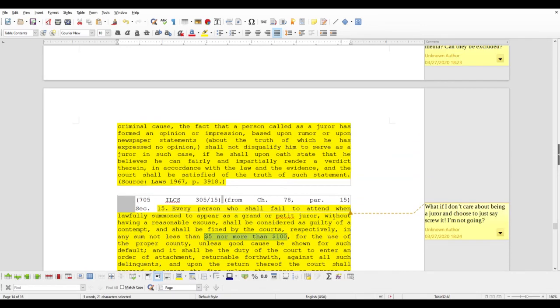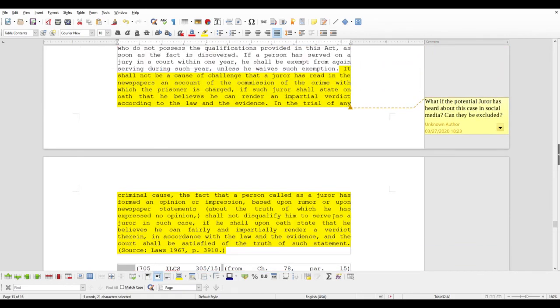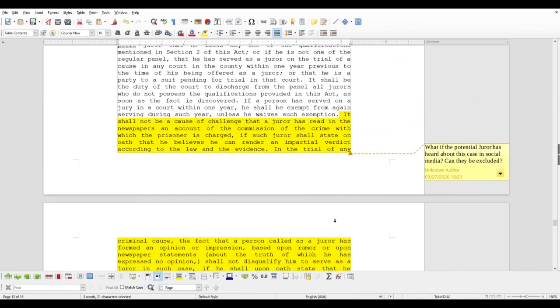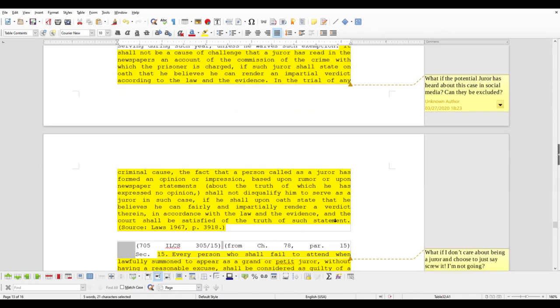And I'm really interested to see what you think about the provision where a person can be on the jury after forming an opinion or impression about the case. That is deep. That's some heavy, heavy stuff. Let me know what you think about that.